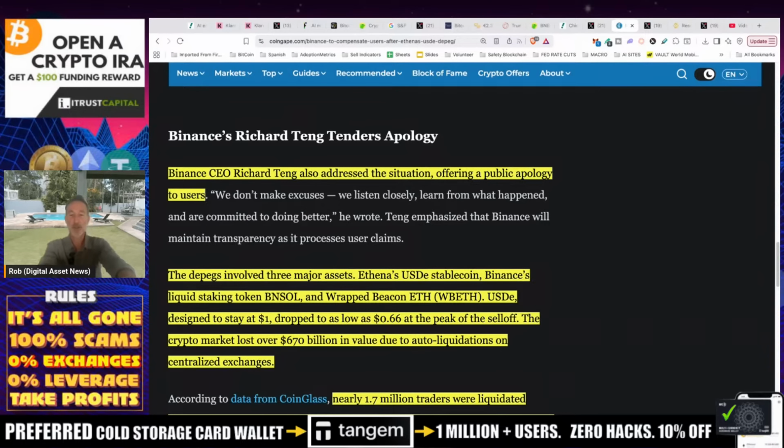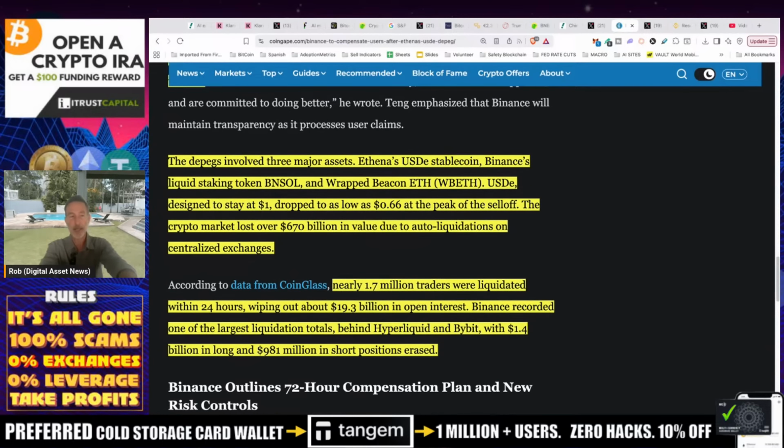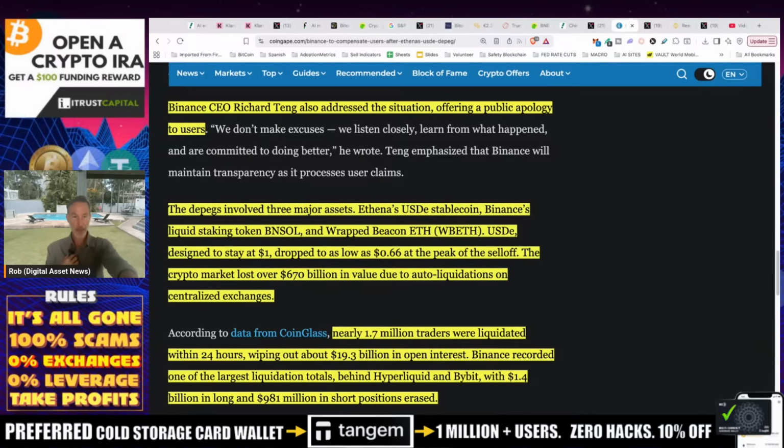addressed the issue with depegging and, of course, the manipulation that was going on, potentially, allegedly, in Binance. And he talks about the depeg. He says the depegs, I did not know this, involve three major assets: Athena's USD stablecoin, Binance's liquid staking token BN Sol, and wrapped Beacon ETH. USDE, designed to stay at $1, dropped to as low as 66 cents. So you have a stablecoin that's supposed to be stable, but becomes unstable.